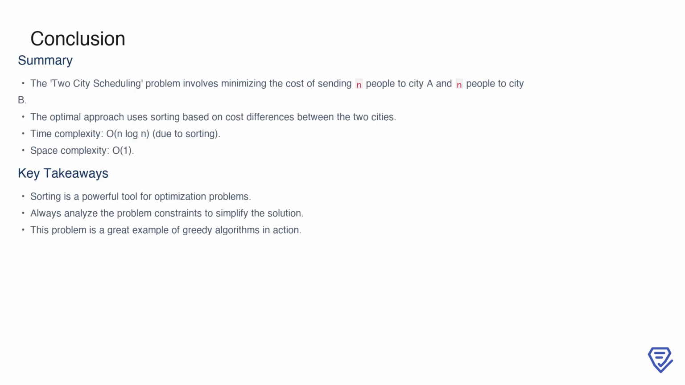Great job! In this walkthrough, we tackled the 2-city scheduling problem by breaking it into manageable steps and using a greedy algorithm for optimization. Remember, sorting is often a key to solving these kinds of problems. Keep practicing, and don't forget to apply these concepts to similar challenges.